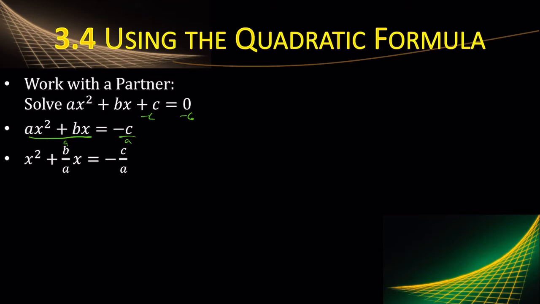Next, I need to complete the square. So I'm going to add half of my b. So b is actually now b over a, and half of that would be b over 2a, because 1/2 times b over a equals 1b on top, 2a on bottom. I'm going to add that squared to both sides.